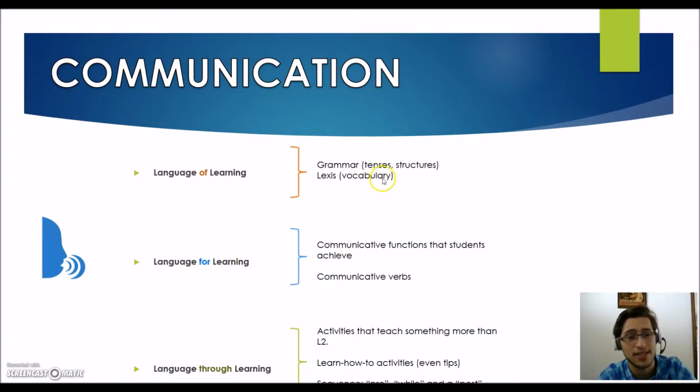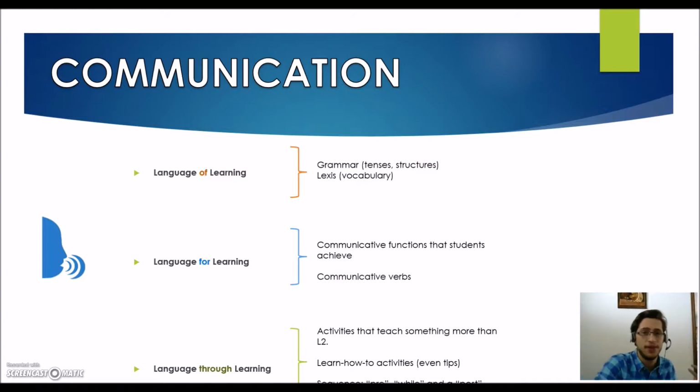So if we had simple present and days of the week in language of learning, in language for learning, we can have describing your daily routine. Everything that is like communicative verbs, that's going to go here, language for learning. Regretting, describing, saying, asking, answering, expressing, those are examples of communicative verbs, and that's going to be in language for learning.